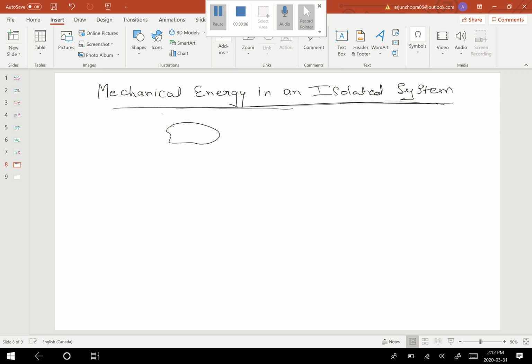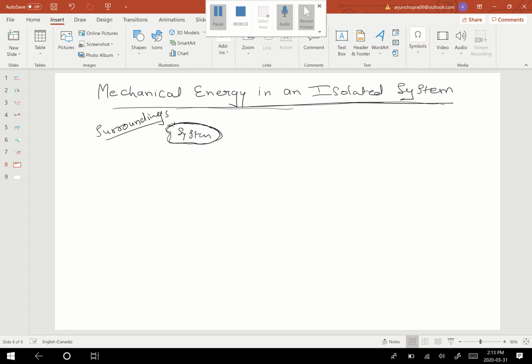That's what I'll talk about. So let's take a system. Let's say this is a system and this is separated with the boundary. This is a boundary. The outer edge of the system is a boundary. And this is the surroundings.